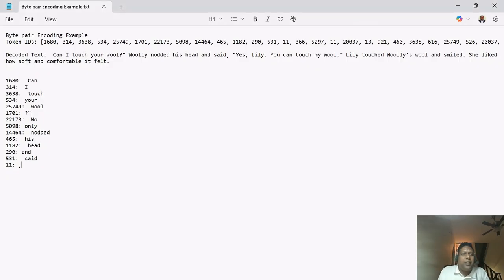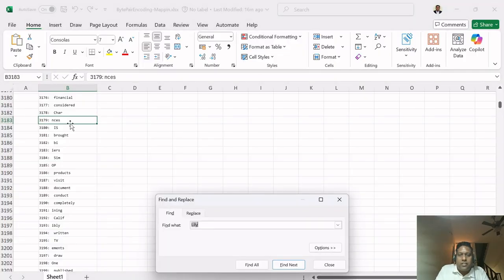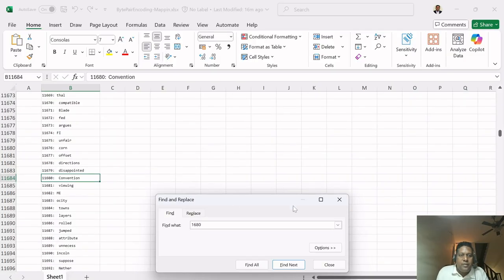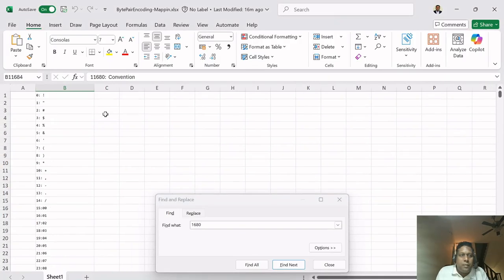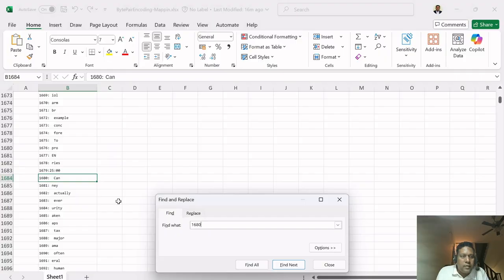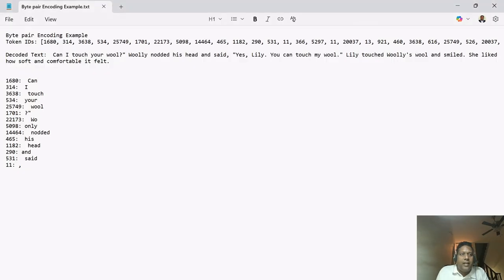Here is another example. I just took some token IDs for this string: "Can I touch your wool?" Woolly nodded his head and said, "Yes, Lily." If this is the text and I try to encode it, the token ID is 1680. If I search by 1680, sorry, it went to 11,000. Let me go back up. It is "can". Similarly, the token ID 314 is "I", and "touch" is 3638.